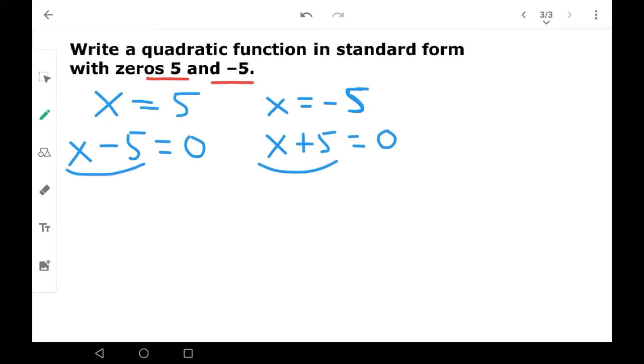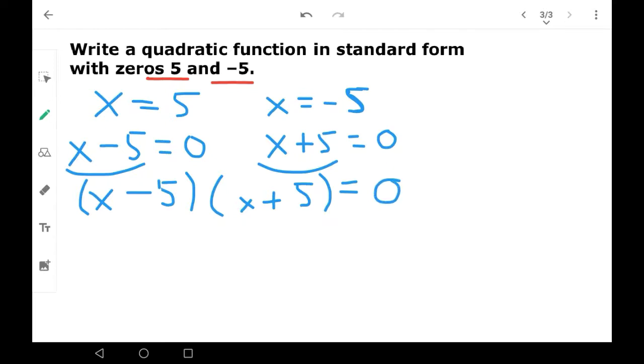So the next step is to multiply the factors. So this would be (x + 5) times (x - 5), right? Sorry, this should be x minus 5 and then this is x plus 5, right? And those two are equal to 0, right? So what is the last step? Is to use the distributive property with these two factors that I have.